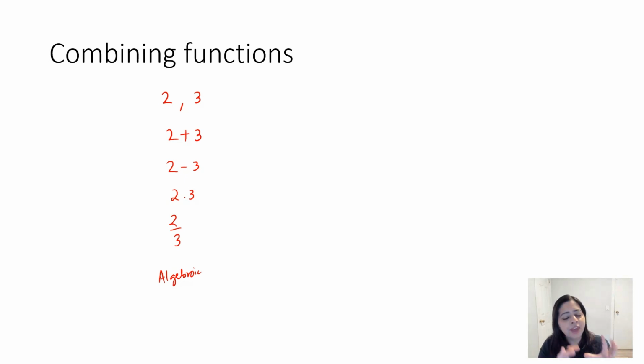Now, the same thing can be done with functions as well. We can do similar operations on functions. Say you have two functions, f of x and g of x. In how many ways can you combine them? One way is to add them and produce a new function, f(x) plus g(x). Just as adding numbers produces a new number, adding two given functions produces a new function.